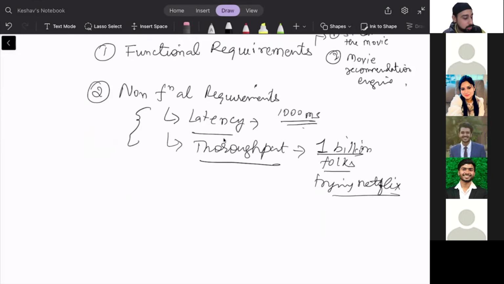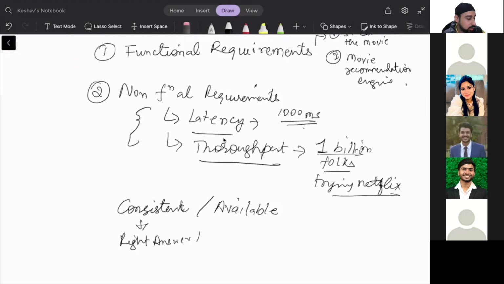Along with it, we always need to talk about whether your system is consistent or available. When I say consistent or available, I mean, of course, the system needs to be both, but one needs to take precedence over the other. So when I say consistent, it means it should always give you the right answer or no answer. But in availability, it should say that it will always give an answer. Maybe the answer is correct or wrong. That is up to it. That is questionable.